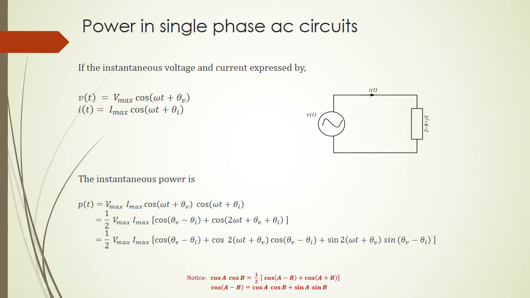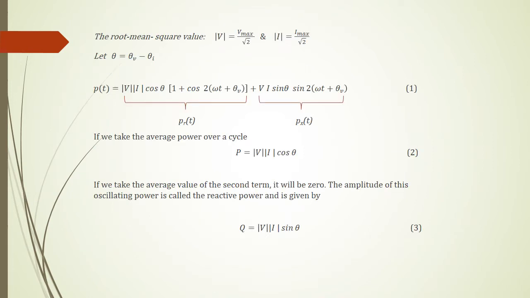So in a single-phase AC circuit, we start with the expression of the voltage and current. We assume that they are sinusoidal waveforms and they are expressed by these formulas. Notice that theta V and theta I are the phase angles of the voltage and current. So if we multiply them together, we get the instantaneous power. And if we arrange the expression, what we get is a formula like this.